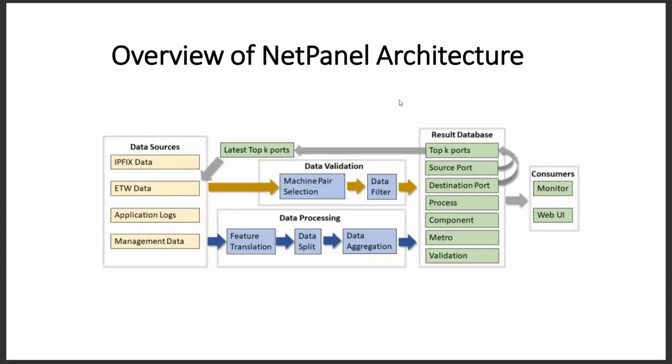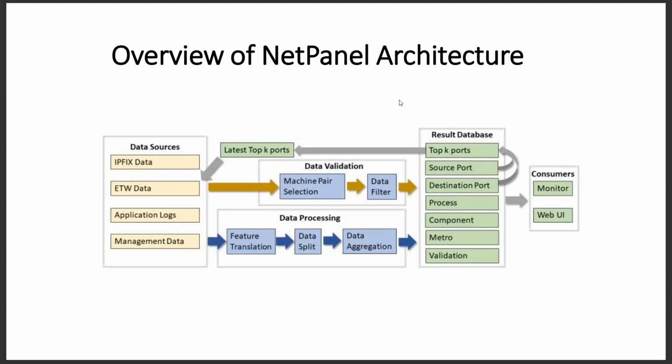And here's a picture of the overview of the NetPanel architecture. Here we have the data sources, data validation, data processing, result database, and consumers. In data sources, we have IPFIX data, ETW data, application logs, and management data. In consumers, we have monitor and web UI. In the result database, we have top K port, source port, destination port, process, component, metro, and validation. In data validation, we have machine pair selection and data filter.